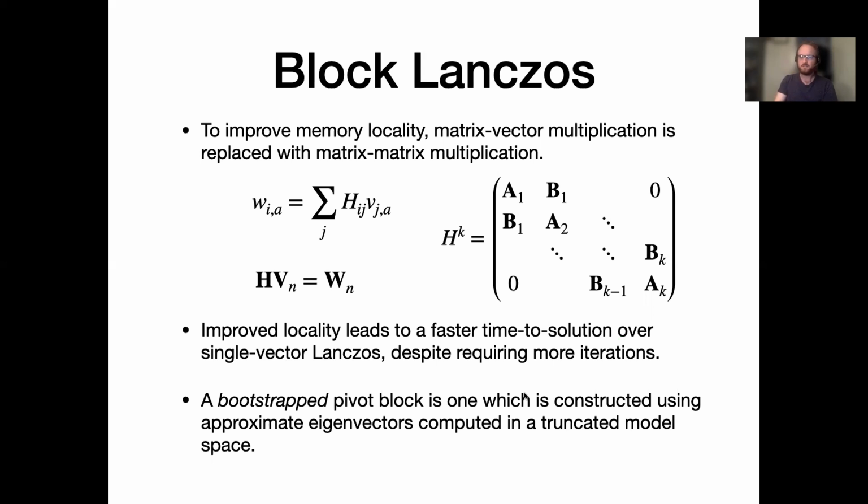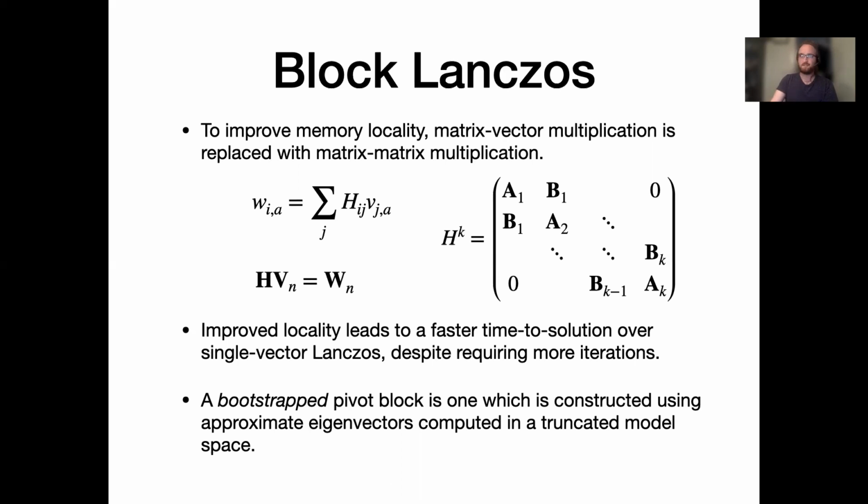Bootstrapping Lanczos comes from the idea that instead of choosing a random pivot vector, one can compute an approximate low-lying eigenstate in some truncated model space, then project that vector into the target model space and use that as a pivot for Lanczos to hopefully improve the convergence properties. Bootstrapping block Lanczos just means that we start the block Lanczos pivot off with a set of approximate eigenvectors we believe to be represented in the target model space.